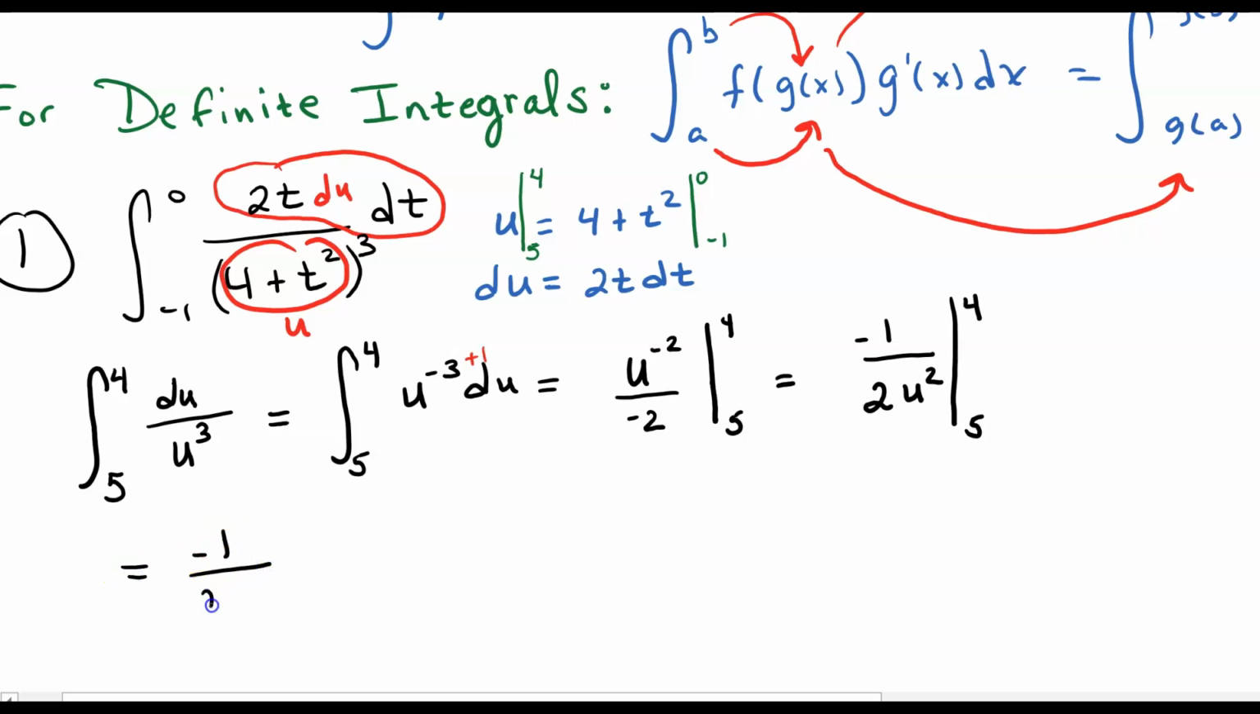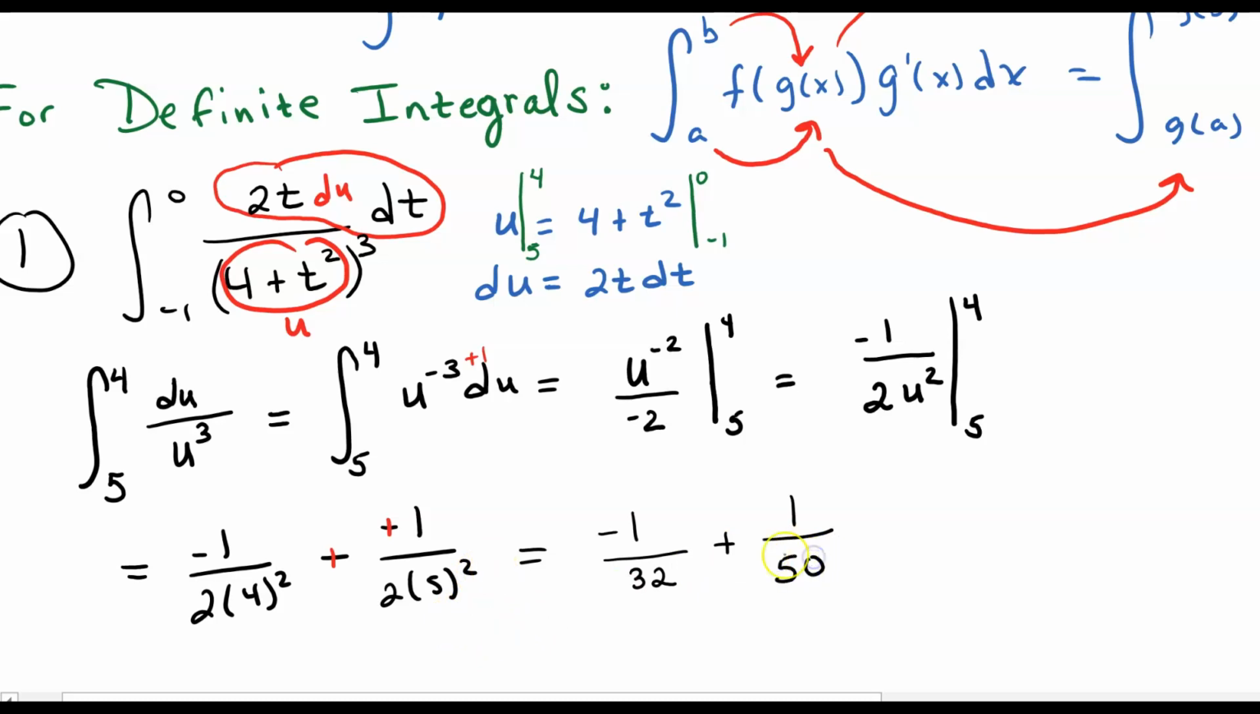We're in good shape. So let's go ahead and plug in our 4, and then we're going to subtract, okay, a negative 1 over 2, and we plug in our 5. The two negatives there make for a positive. And what do we get? We get negative 1 over 4 squared is 16, 16 times 2, 32, plus 1 over 5 squared is 25 times 2 is 50.